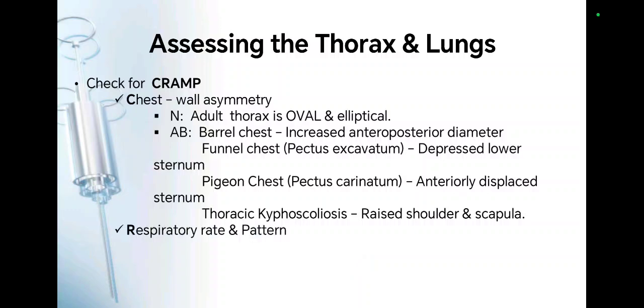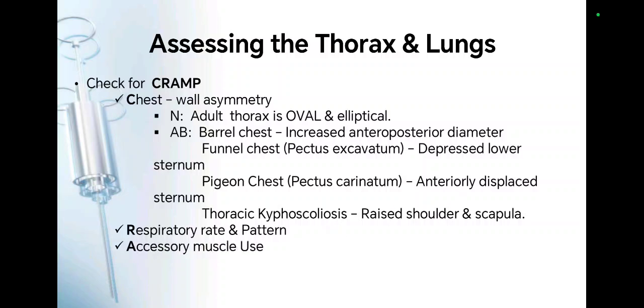Now, R stands for respiratory rate and pattern. The normal respiratory rate of an adult is 12 to 20 cycles per minute. However, it may differ by age group. So you have to check the different age groups and identify if it's a normal or abnormal respiratory rate.